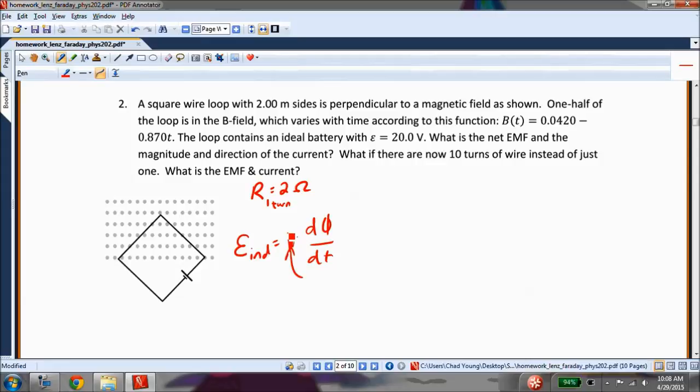Okay, so first thing to do is I know that phi is equal to B dot A. These are all vector quantities. B here is in the plus k direction, and A is also in the plus k direction. Remember, the A vector, the area vector, is a vector that comes out perpendicular to your shape. So here, as long as they're parallel or anti-parallel, your dot product won't have that cosine theta term in it. All right, so I need to find my area.